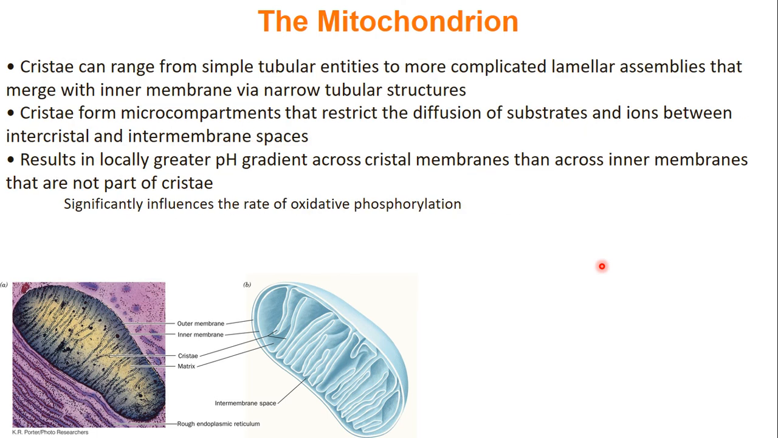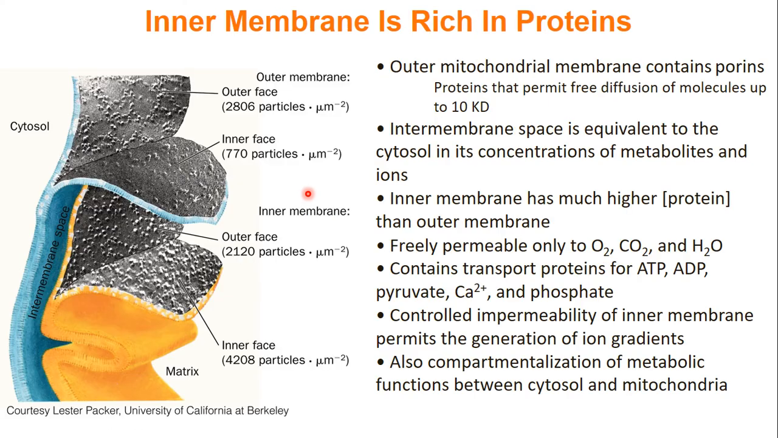Now, the cristae themselves can be simple tubes or very complicated assemblies. And these cristae allow the formation of microcompartments that restrict the diffusion of substrates and ions between intercristal and intermembrane spaces. This means that we have differences of pH that we can use in oxidative phosphorylation. So let's look at the membranes a little more in detail.